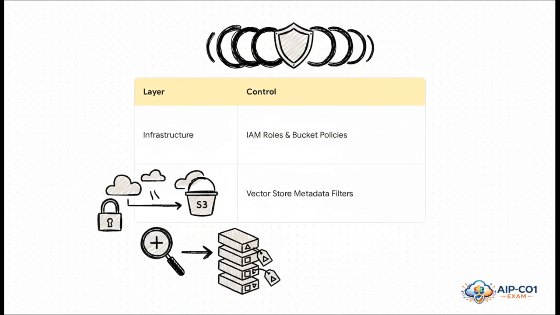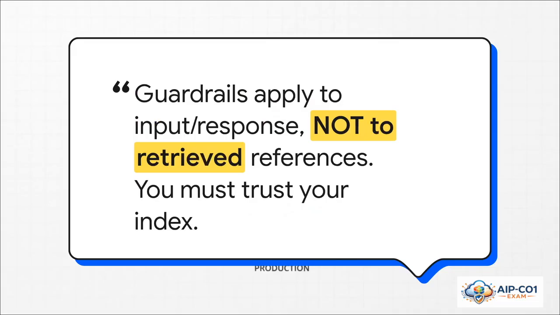Okay, listen up, because this is a super important gotcha that trips a lot of people up. You might think, oh, I'll just use a feature like Bedrock Guardrails to protect me. But here's the thing. Guardrails only scans the user's initial question and the model's final answer. It does not sanitize the raw data chunks your system pulls from the vector store. Your indexing pipeline is your only line of defense for that retrieved data.